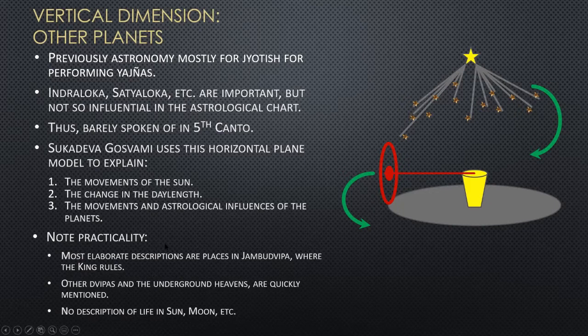I want you to note the practicality here: he is giving the most elaborate descriptions of places in Jambudvip, which is where King Parikshit rules. All the other Dvipas, such as Plakshadvip, Shamali Dvip, Pushkar Dvip, are not so much mentioned. They're very quickly mentioned. And also the underground heavens, such as Patala, Atala, Vitala, are very quickly mentioned. There's also no description of life in the sun or in the moon.